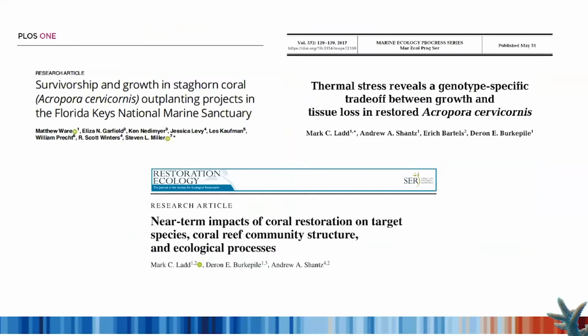So this is basically some of the papers that are coming out looking at 10 plus years of restoration in Florida with no significant progress, no significant success stories. So this is why I think we need to step back from the whole scaling and the whole, well, how many corals we can plant, and really start to get down to some of the applied and experimental work to figure out how we increase the resilience of the corals that we're planting.